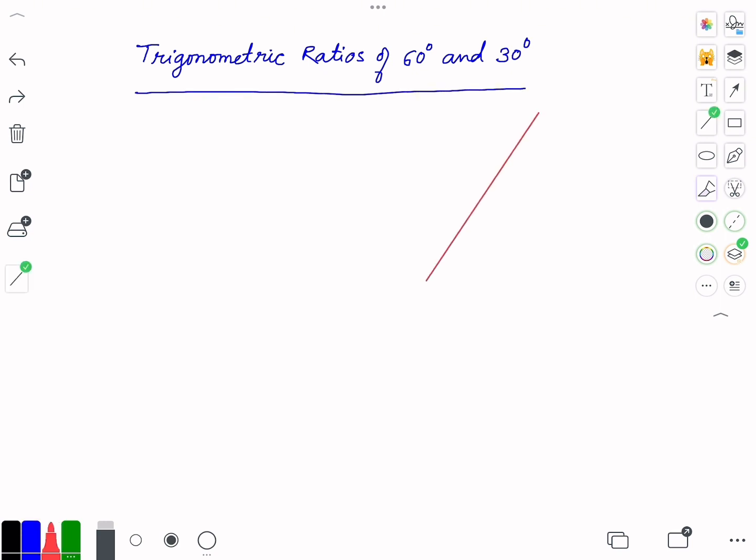Now let us see how to find the trigonometric ratios of 60 degree and 30 degree. Now here we are drawing an equilateral triangle ABC with each side equal to 2a. Then each angle of ABC is 60 degree. Then from A we are drawing AD perpendicular to BC.